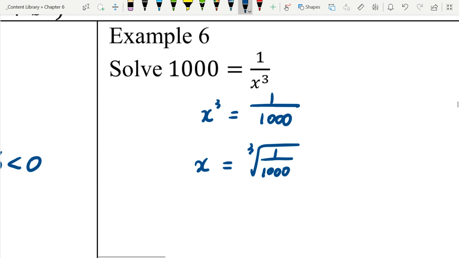Still have 2 more. Yeah, what's the cube root of 1,000? What times what gives you 1,000? 10. Yeah, 10 times 10 times 10 gives you 1,000. So that's the cube root of 1,000.